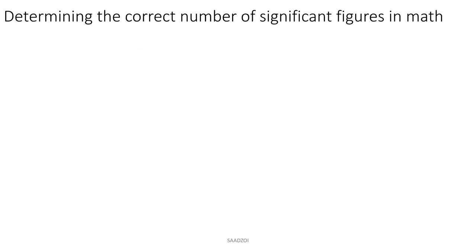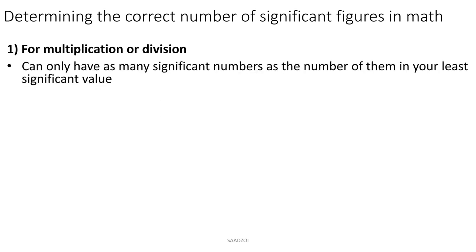All right, determine the correct number of sig figs in math. There is a system. For multiplication and division, you can only have as many significant figures in your answer as the least significant value. So what does that mean in English?